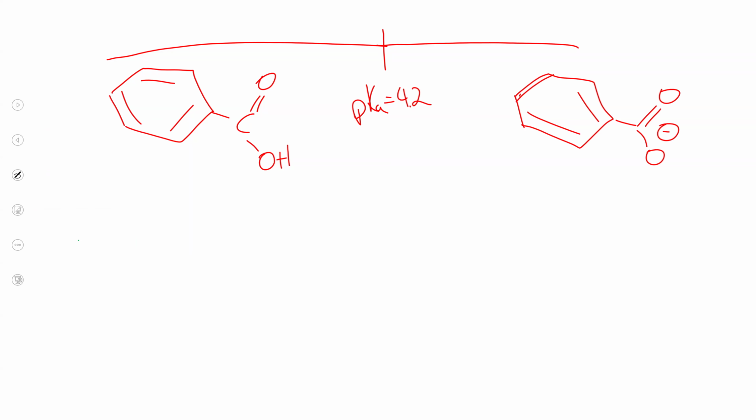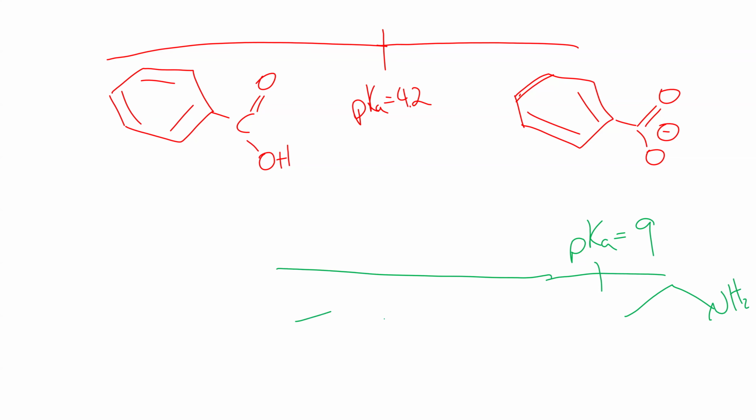Because the amine had it backwards, right? The amine, the pKa was at 9. And above that was the neutral form. And below that was the charged form. So there's actually a range where both the benzoic acid and the amine are soluble in water. What's the range where they will both dissolve in water? The pH range.